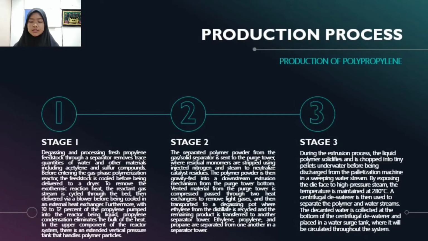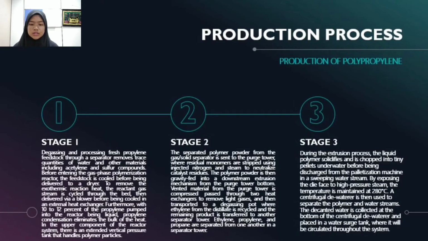During the extrusion process, the liquid polymer solidifies and is chopped into tiny pellets underwater before being discharged from the pelletization machine in a sweeping water stream. By exposing the die phase to high pressure steam, the temperature is maintained at 280 degrees Celsius. Through a centrifuge, the water is then used to separate the polymer and water stream.